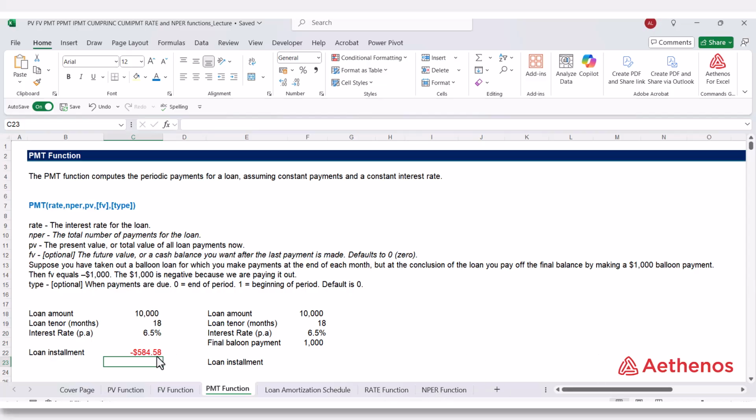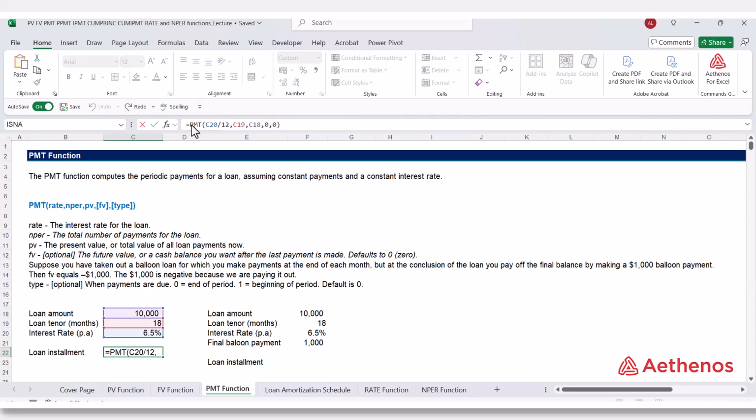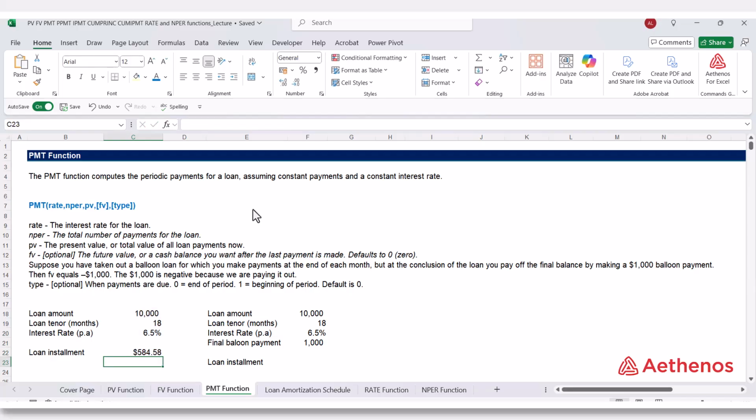And we get a negative value here because by convention PMT is always negative, as it is taken as a cash outflow, like a loan payment going out. So we need to put a minus in front to make it positive. So we get $584.58. That is the monthly installment on this 10,000 loan for 18 months at 6.5% annual interest rate.